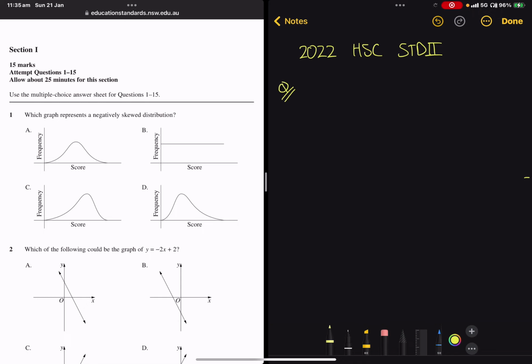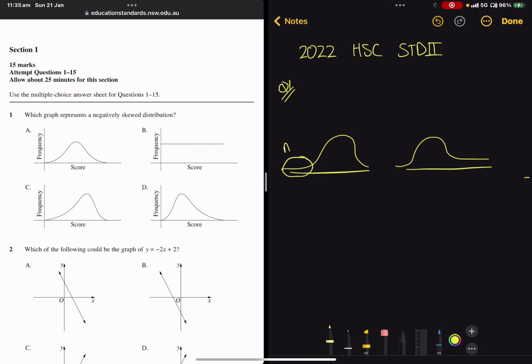So question 1, we have: which graph represents a negatively skewed distribution? Well, anything that's symmetrical is not skewed. So A and B are not skewed. If we have a look at C and D, it's got to be one of these two. One of them has the hump to one side and the other one has the hump to the other side. Well, as it turns out, the direction of the skew is where the tail goes.